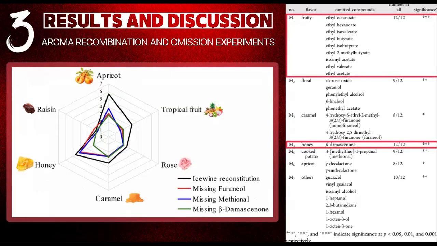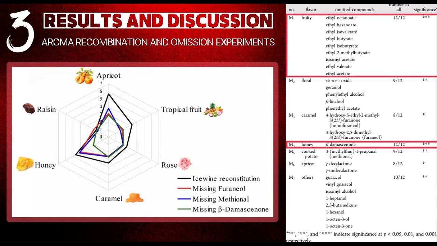Then they did omission experiments. They prepared 7 aroma omission models based on their aroma descriptions and compared them with a triangle test. The results are in the right-hand table. They found that esters were one of the key groups for ice wine, as the model without those esters was recognized, as well as the one without beta-damascenone. The rest of the models were also recognized to some levels.